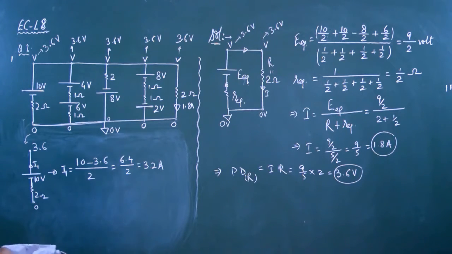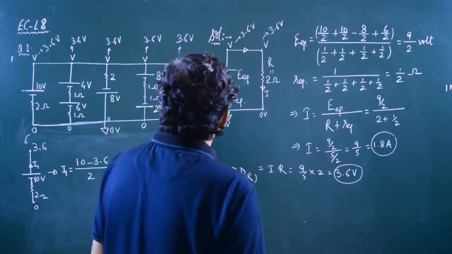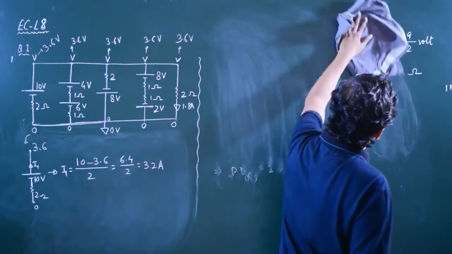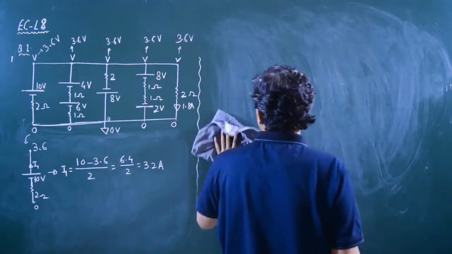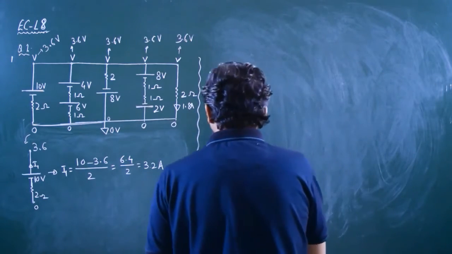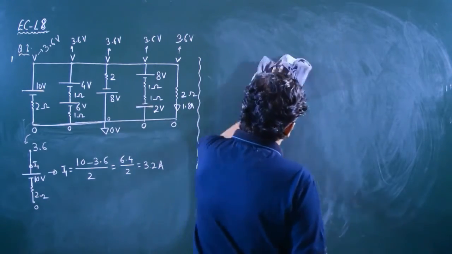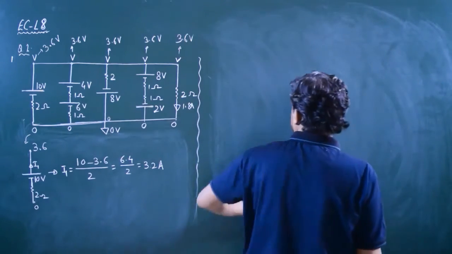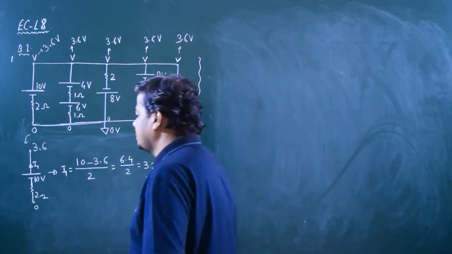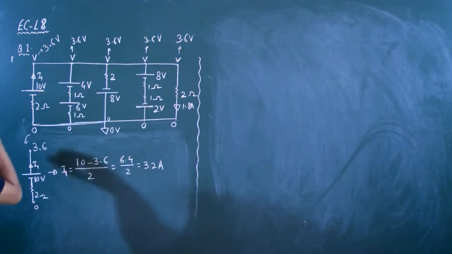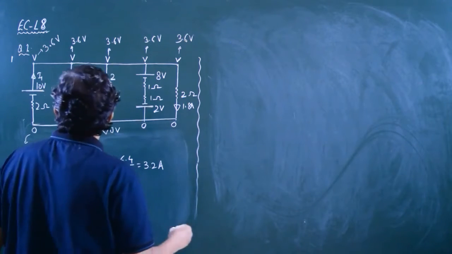So now we come to the next part. Now we come to the next arm. See, across this arm current is I1. This we have found. Now we come to the second arm.